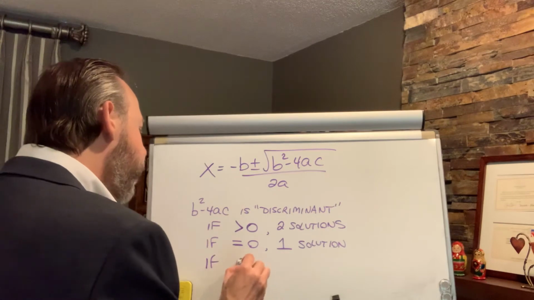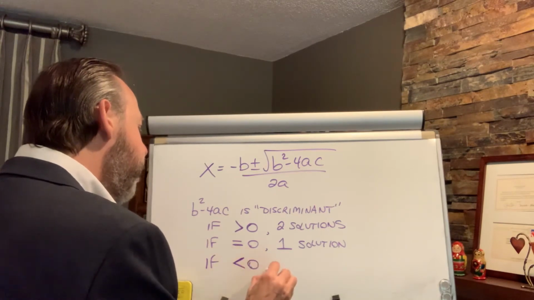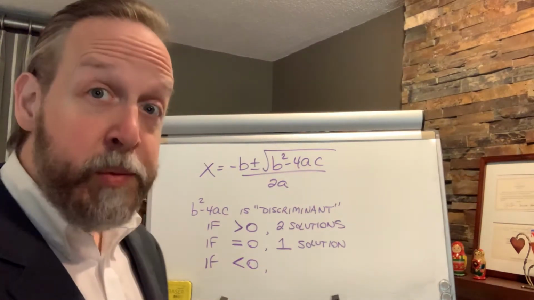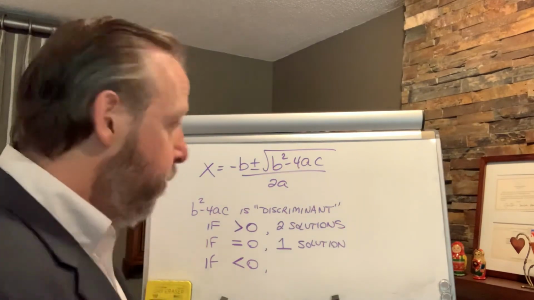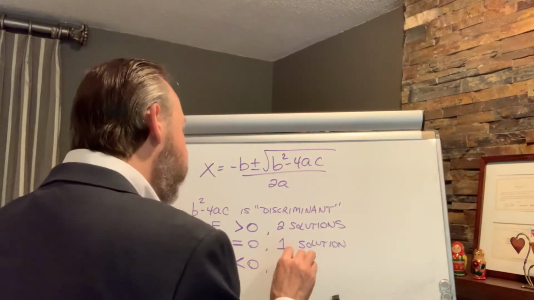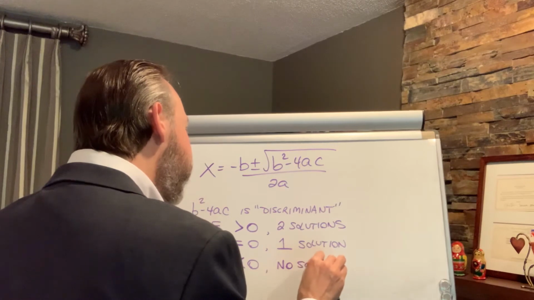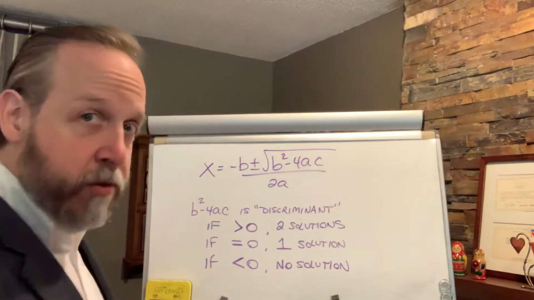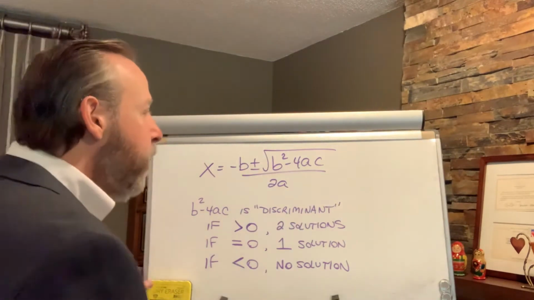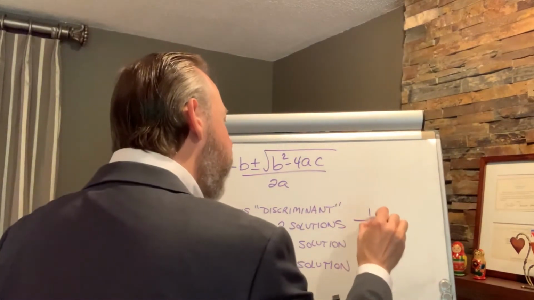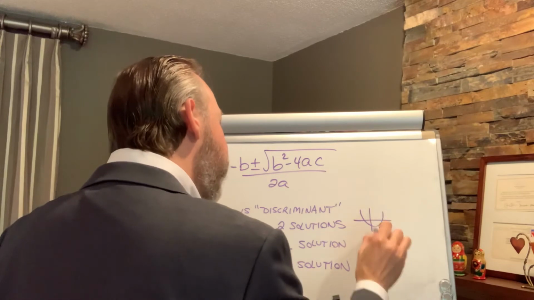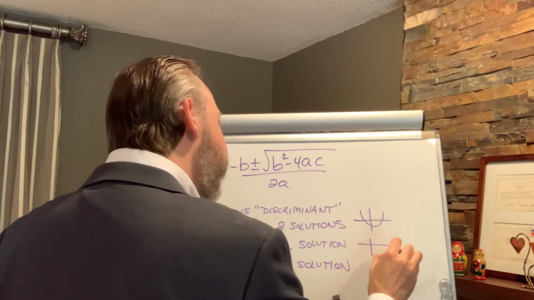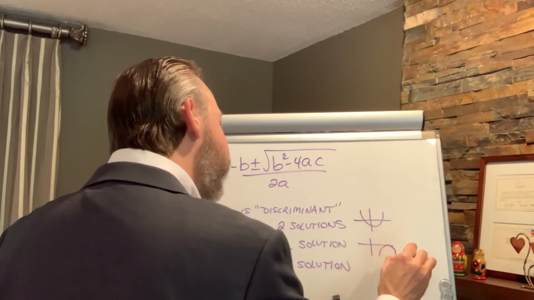However, if the discriminant is less than 0, a negative number, which we saw an example of yesterday, there will be no solution to the parabola. No solution means, again, the parabola does not cross the x-axis. So 2 solutions will be a parabola that crosses through twice. 1 solution is a parabola that touches the x-axis and bounces off.